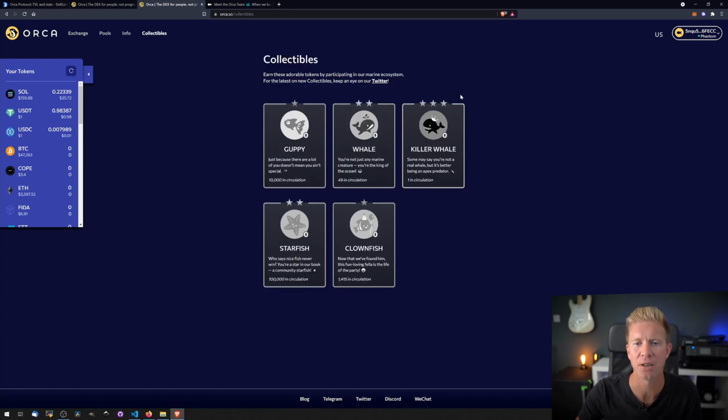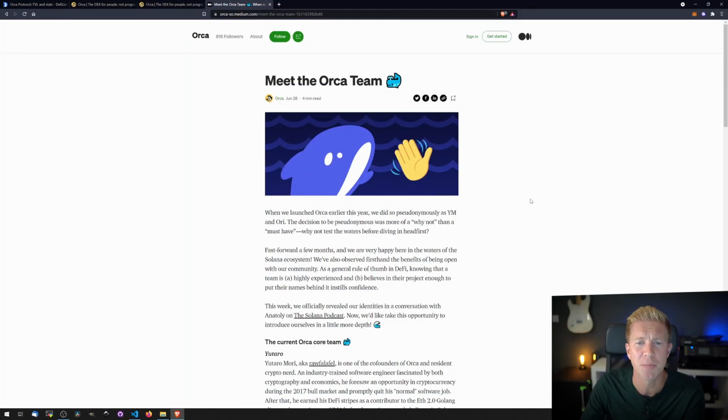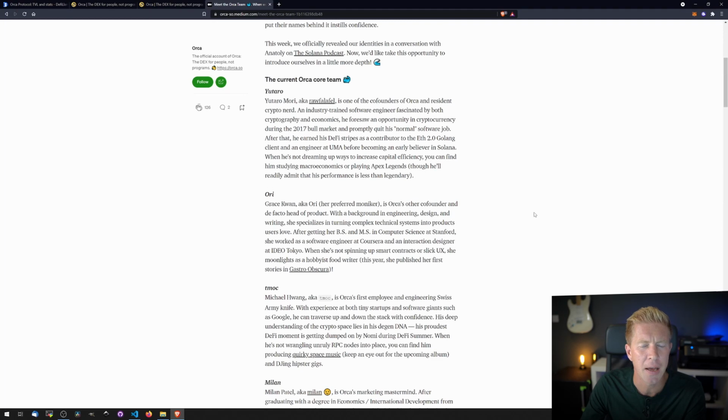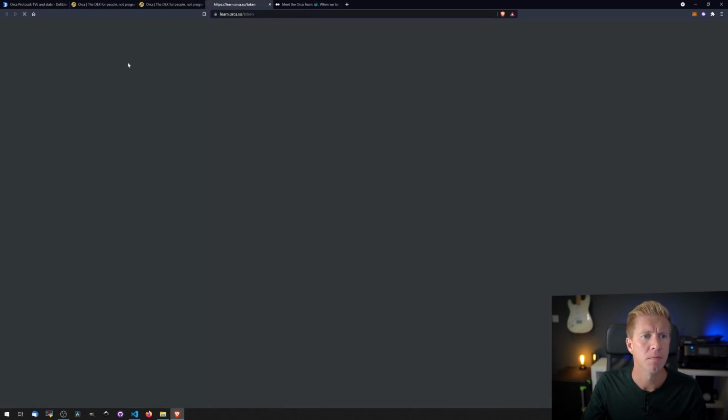There's also the collectibles section, and these are like little NFTs that are distributed based on different trading requirements and things like that. One of the things that really impressed me with Orca was that the team is completely transparent. I actually heard a podcast interview with Grace, I believe it was, and she was talking about how she builds the user interface for the platform. In my opinion, having a transparent team adds a lot of value to investors and people using the platform because it reduces the risks of rug pulls and it lets you see who is building the platform and the protocols and the contracts.